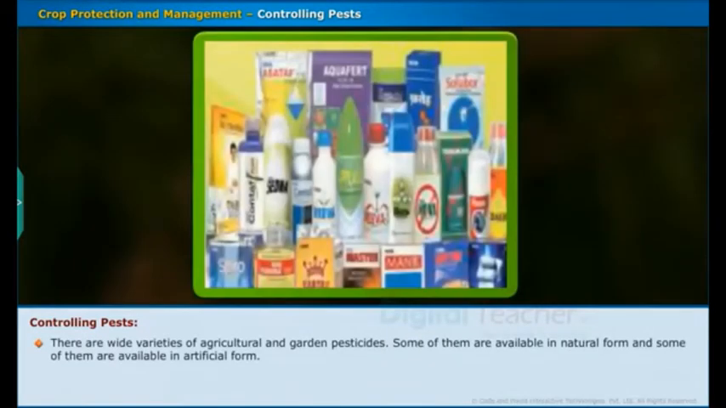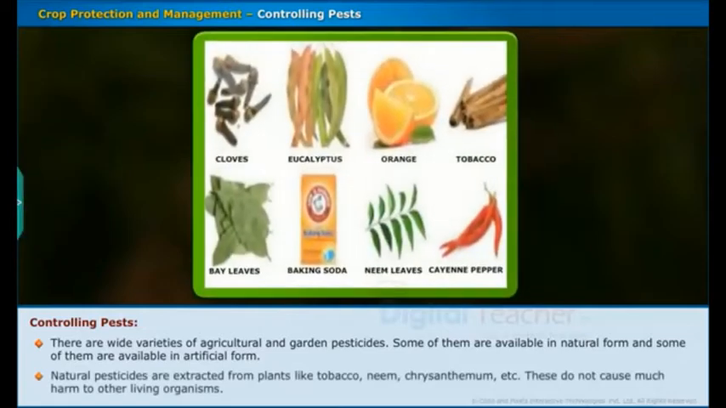There are wide varieties of agricultural and garden pesticides. Some of them are available in natural form and some of them are available in artificial form. Natural pesticides are extracted from plants like tobacco, neem, chrysanthemum, etc. These do not cause much harm to other living organisms.